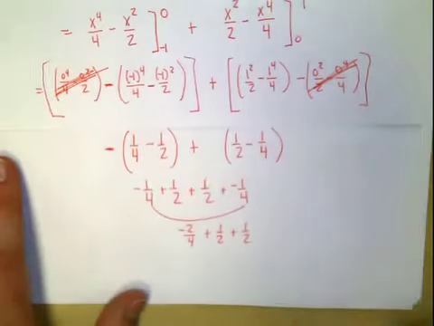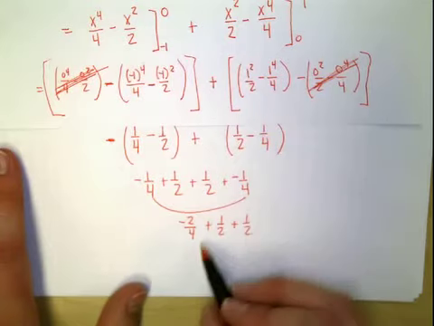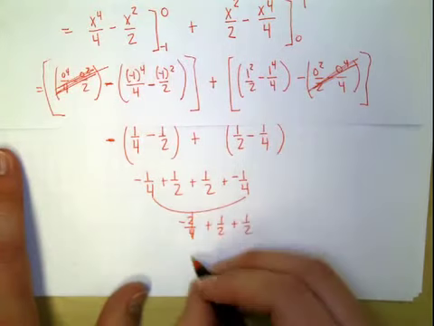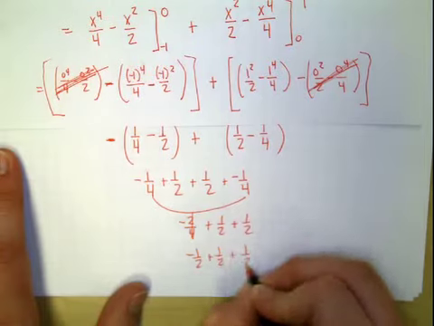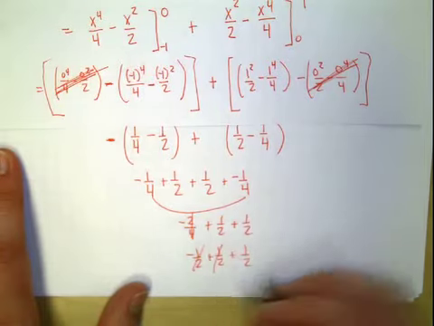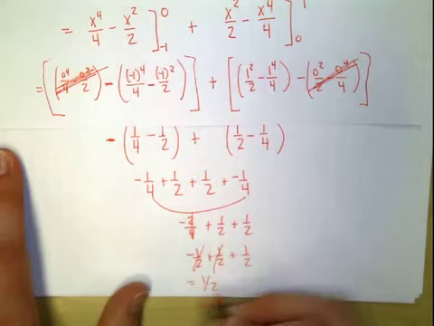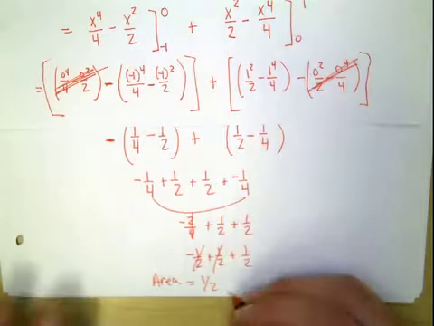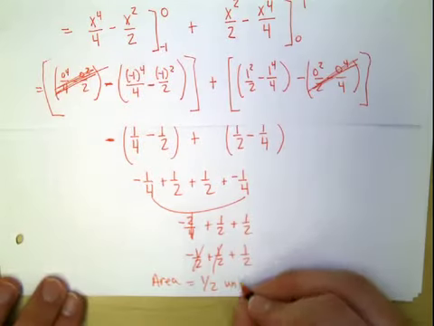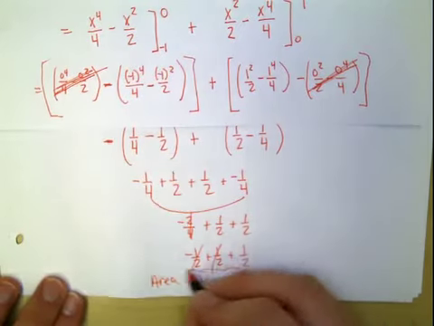And negative 2/4, oh sorry, you can't even see what I'm doing. I put the fourths together, got negative 2/4. That reduces down to negative a half plus a half plus a half. And negative a half plus a half cancel. And so my answer is 1/2. The area of these two regions combined must be a half. And the answer is going to be units squared.